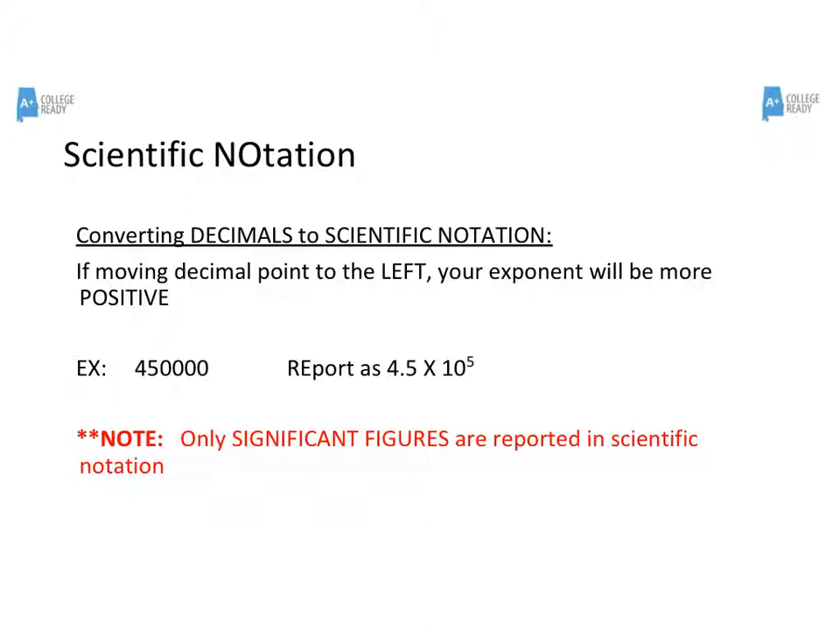If moving a decimal point to the left, your exponent will be more positive. So if I assume that the decimal is here, and I move it until I get a number equal to or greater than 1 and less than 10, I have to move it 5 places to get between the 4 and the 5. If I move it 1 less, I have 45. If I move it 1 more, I have 0.45. So 5 places is the only way I am able to obey the rule of equal to or greater than 1 and less than 10. I moved it 5 places, therefore my exponent will be 5, and it'll be positive because I've moved it to the left.